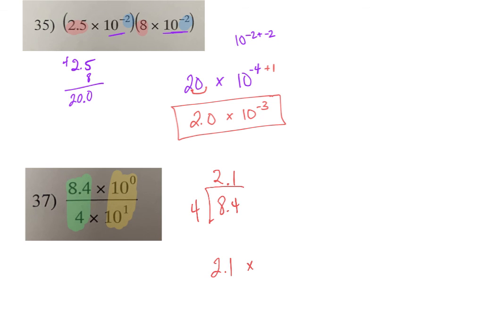And then for my 10s, I have 10 to the 0 divided by 10 to the -1. So I'm going to subtract 1. 10 to the 0 minus 1 gives me 10 to the -1. This is scientific notation, so I can leave it. If it weren't, I would correct it.